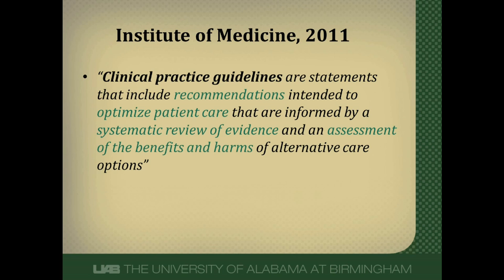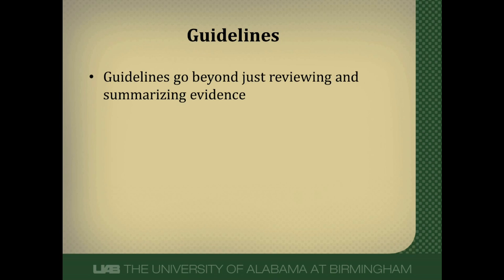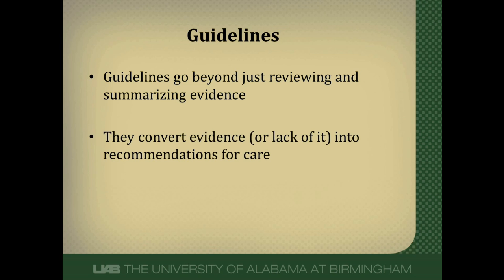So as a reminder, the Institute of Medicine defined what clinical practice guidelines are a couple of years ago as statements that include recommendations intended to optimize patient care that are informed by a systematic review of the evidence and assessment of the benefits and harms of alternative care options. Now, guidelines go beyond just reviewing and summarizing evidence like a systematic review would. They convert evidence into recommendations for care.